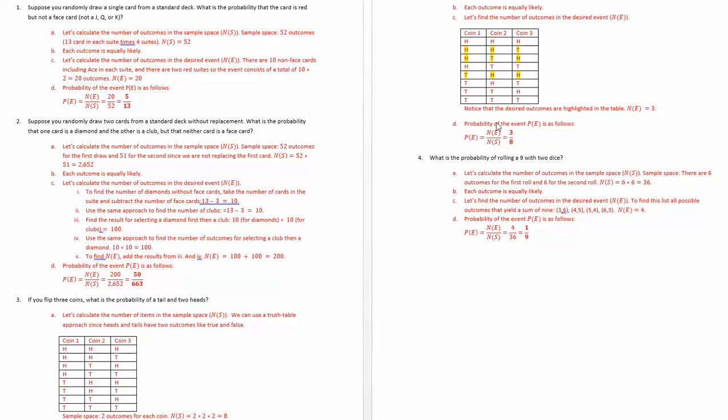And then finally we're going to calculate the probability by just putting the number of desired outcomes over the sample space, and we have 3/8. Again, you can turn that into a decimal or percent, and that would be acceptable.